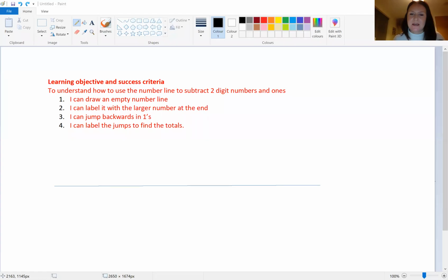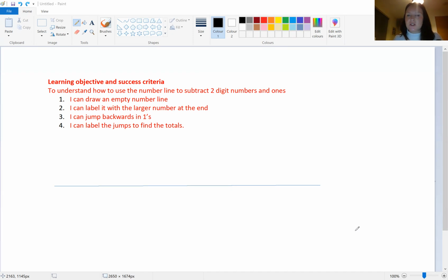Okay, so yesterday you were using your tens and your ones and crossing out your tens and your ones to find your answer. In today's lesson we are going back to using an empty number line. So your learning objective is to understand how to use the number line to subtract two-digit numbers and ones. We are just sticking with the two-digit numbers and ones today, and then we'll be moving on to two-digit numbers and tens, and then two-digit numbers minus two-digit numbers.